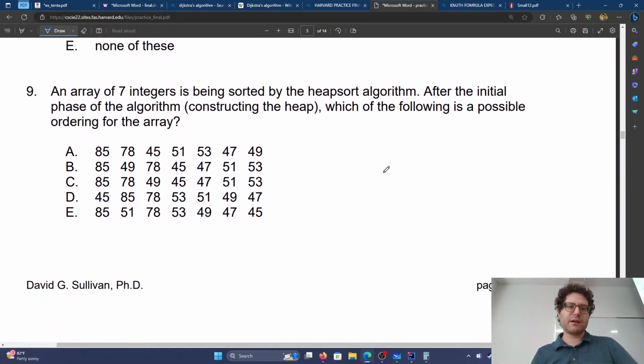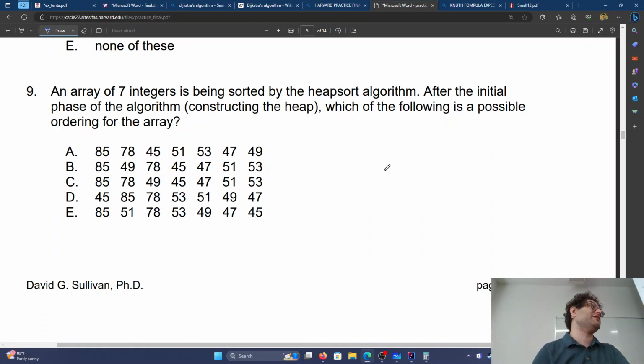Okay. An array of 7 integers is being sorted by heap sort. After the initial phase of the algorithm, constructing the heap, which of the following is a possible ordering of the array? Okay. 7 integers is being sorted by heap sort.